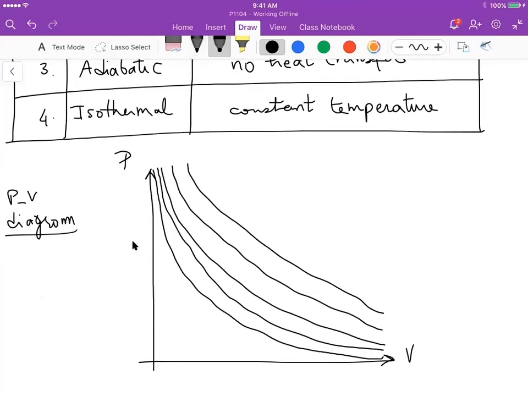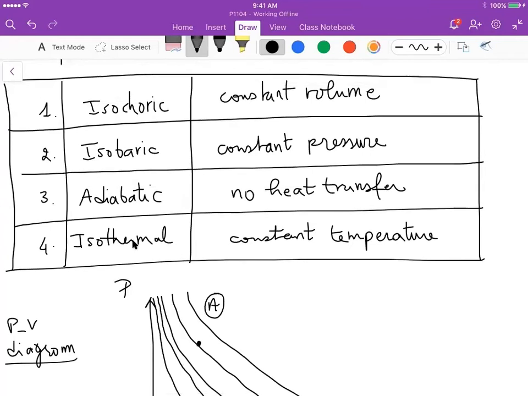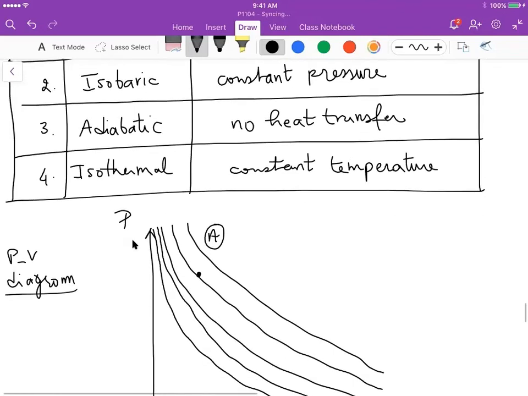Let's say I'll take this point. I will sit on this point. I will take this to be my initial point, so I call it A, for example, this point. And then I will assume that wherever I move, I move through 4 paths, 1, 2, 3 and 4, and we will draw each process on the PV diagram.